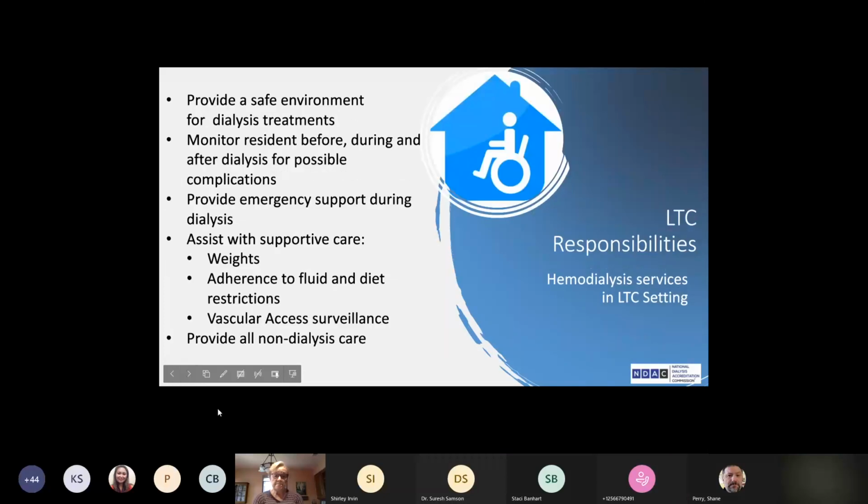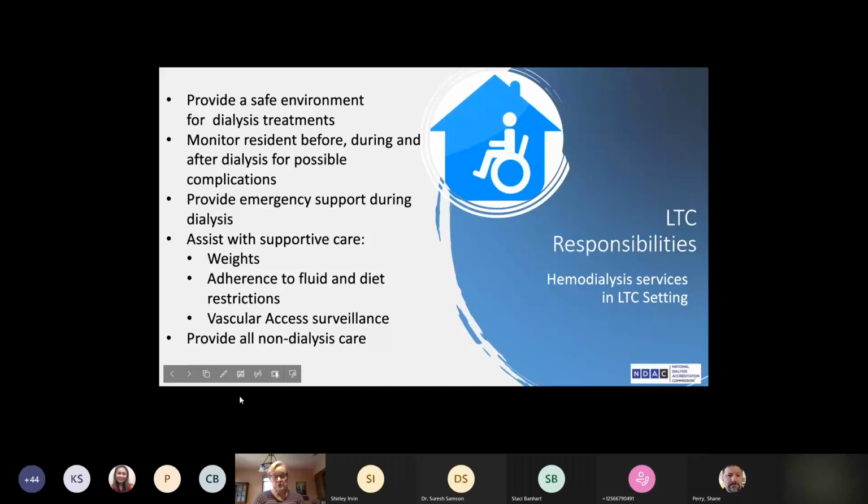Next slide. And then the long-term care responsibilities. Okay, what are you as long-term care providers, what do you have to be responsible for? You have to provide a safe environment for dialysis treatments. First of all, you need to monitor the resident before, during, and after dialysis for possible complications.